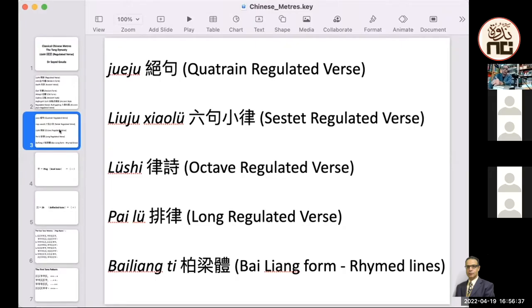Or 派律诗 when it's more than 8, when it's 10 or more. And there is also this 百两题, which is every line should be rhymed. It's called 百两题.